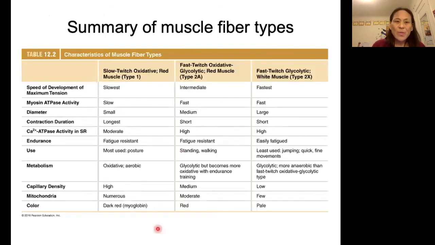All right. So that basically concludes my discussion of the muscle fiber types. Here's a table from your book that shows some of the characteristics of the different muscle fiber types. So we've got our slow twitch here, we've got our fast twitch here, and then this is that intermediate type, the type 2A. That is it for this video.